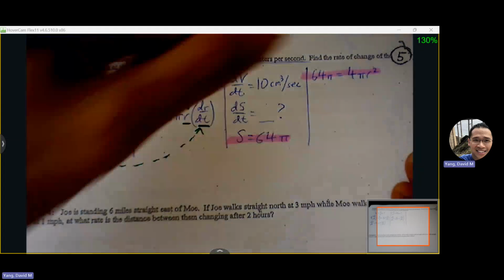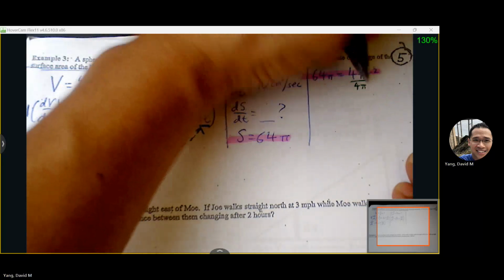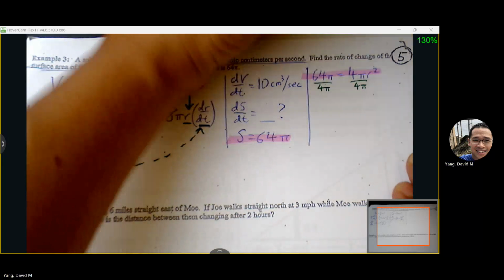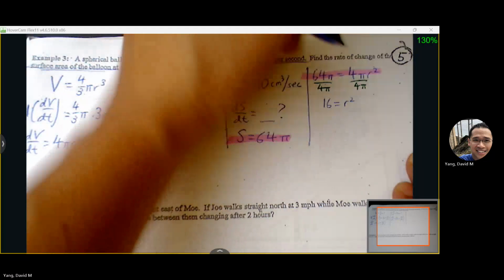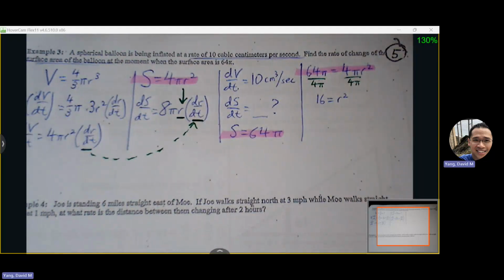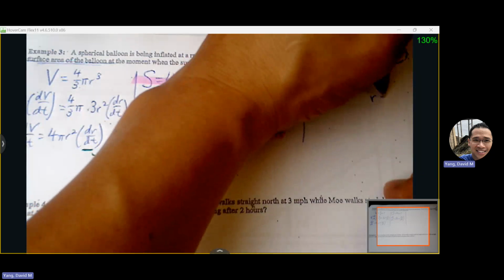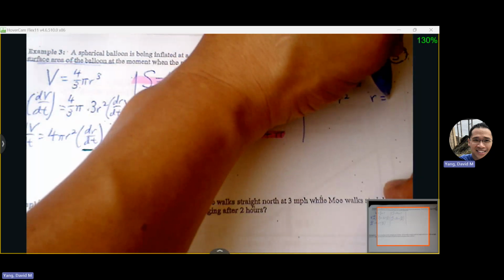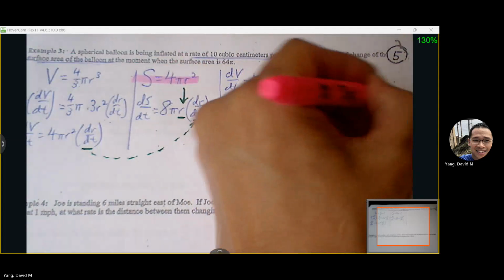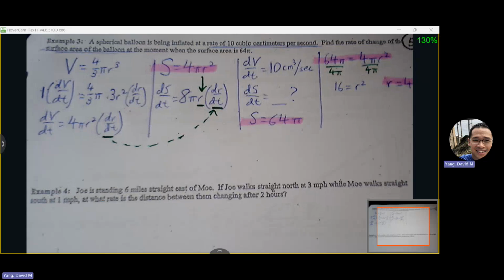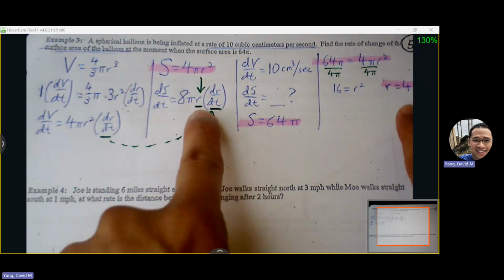Okay, divide both sides by 4 pi. 16 equals r squared. Take the square root. R must be equal to what? 4, yeah. Technically plus or minus 4, but -4 doesn't make sense since we're talking about a radius that is a positive value, that's a physical length. Okay, so now we have that piece of the puzzle figured out.